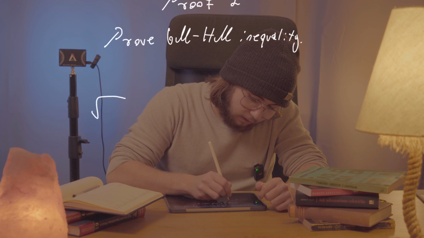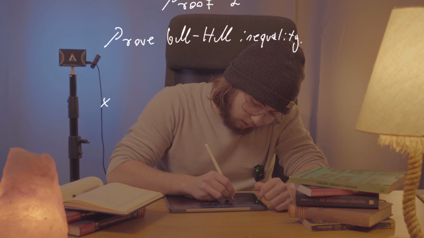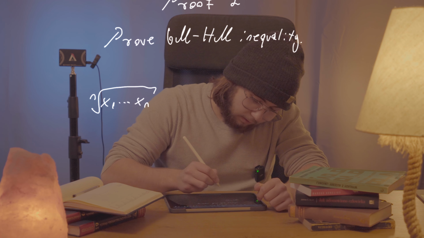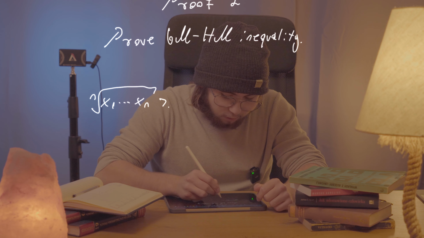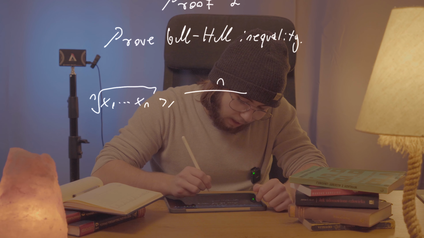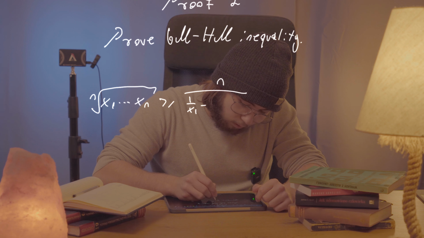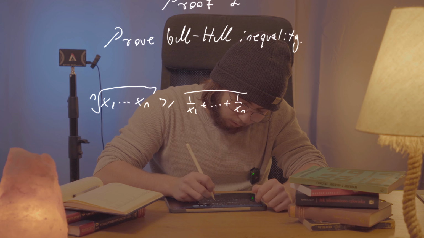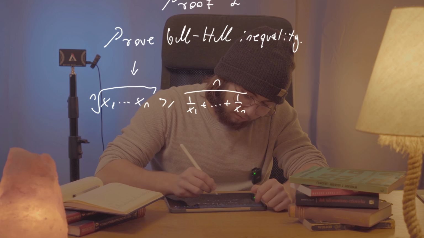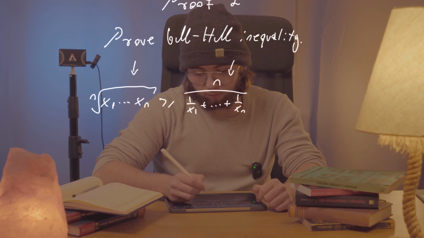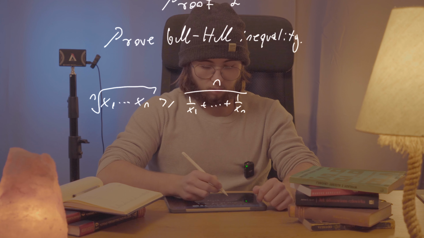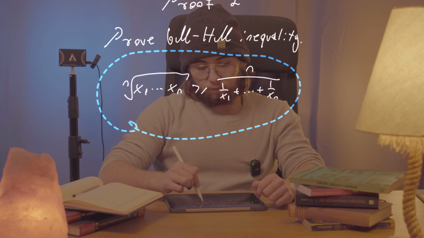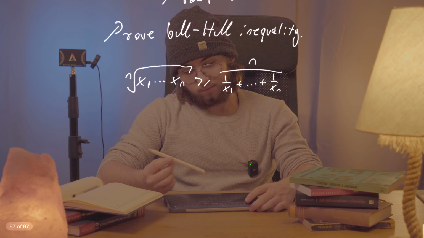Yeah, so that was that the product of the numbers, the nth root, is greater than or equal to n over the sum of the reciprocals of those numbers, so that the geometric mean right over there is greater than or equal to the harmonic mean right over here. So this is our statement. We would like to do this one not by induction this time.